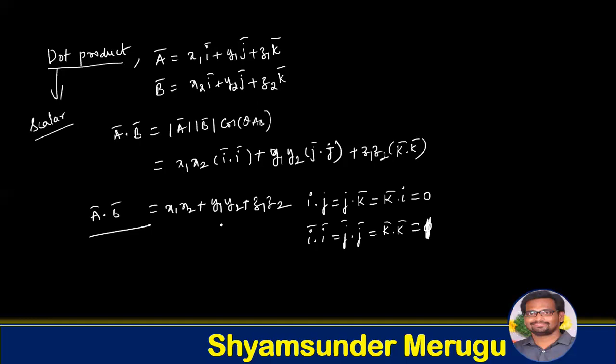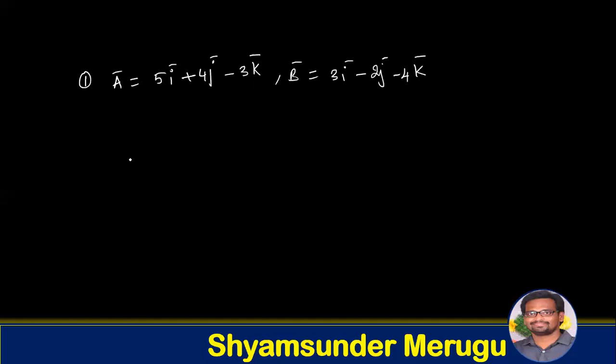Now we see the results for the considered examples. One of the considered examples is a bar equal to 5 I bar plus 4 j bar minus 3 k bar, and the b vector is 3 I bar minus 2 j bar minus 4 k bar, right?